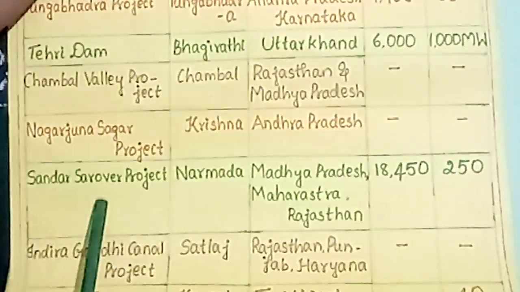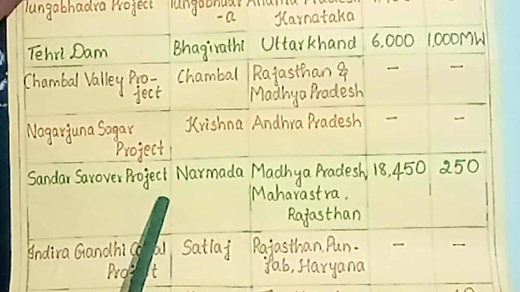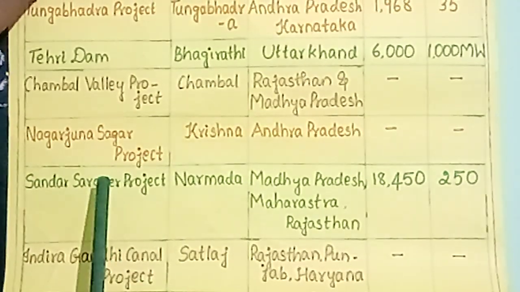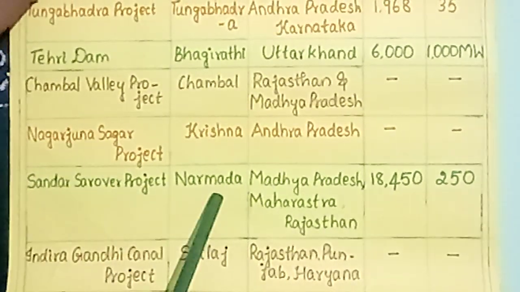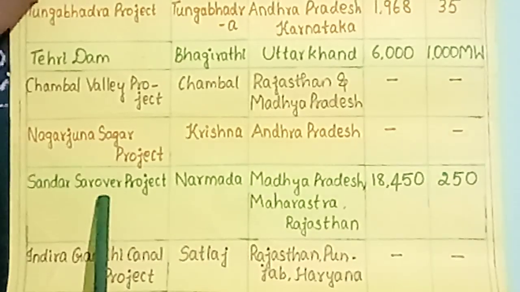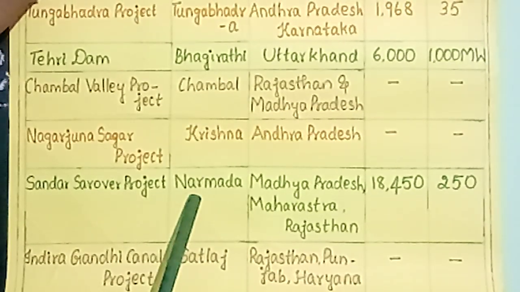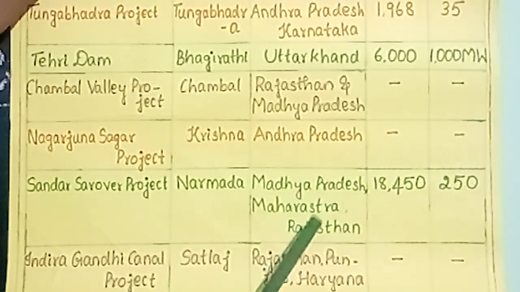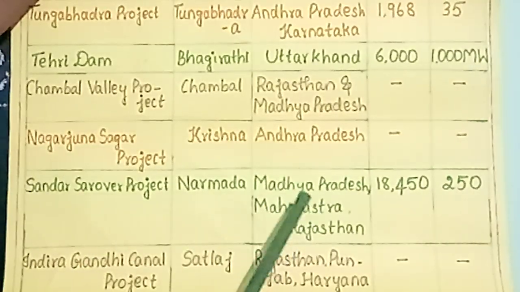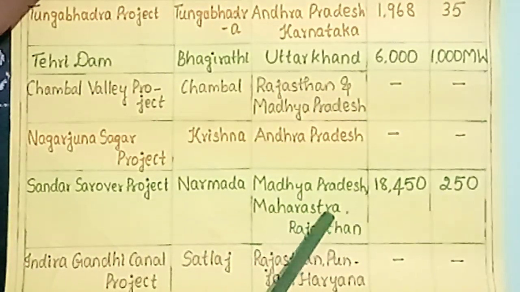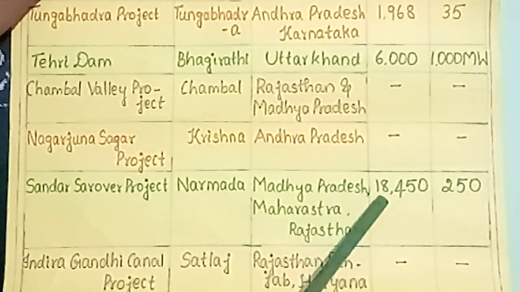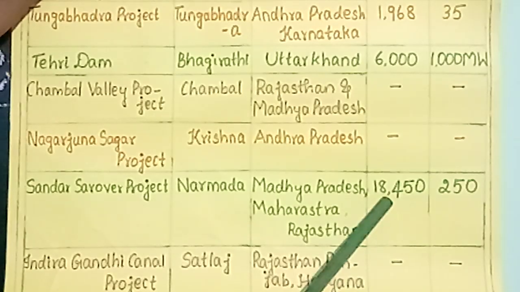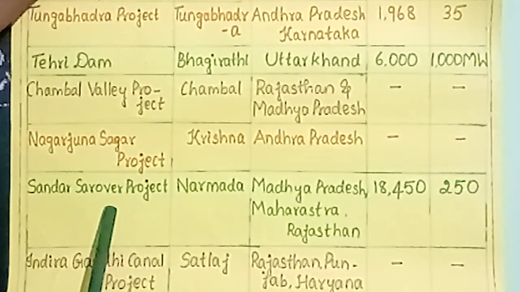Then the next one is the Sardar Sarovar project. This dam is built across the river Narmada. The benefited states are Madhya Pradesh, Maharashtra, Rajasthan. 18,450 square kilometers of area are irrigated through this dam's water.